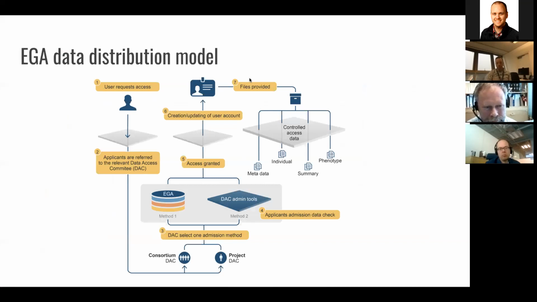And in Local EGA's case, this permission information, the data access rights, is stored in an access token, and that access token is provided by Elixir AAI. And now we are ready to move to the access part.